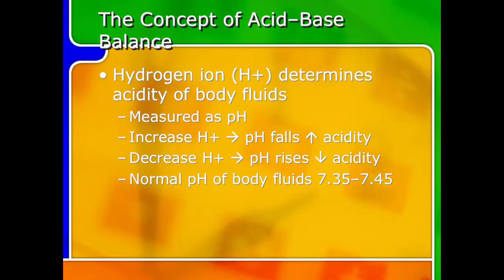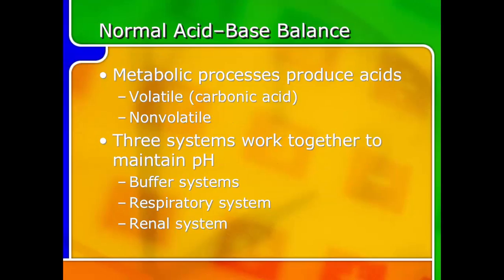As an example, if you have an increase in hydrogen ions, the pH falls, and the solution becomes more acidic. So you have increased acidity. Just the same, a decrease in hydrogen ions causes a rise in the pH and a decrease in acidity. Your normal pH of body fluids is 7.35 to 7.45.